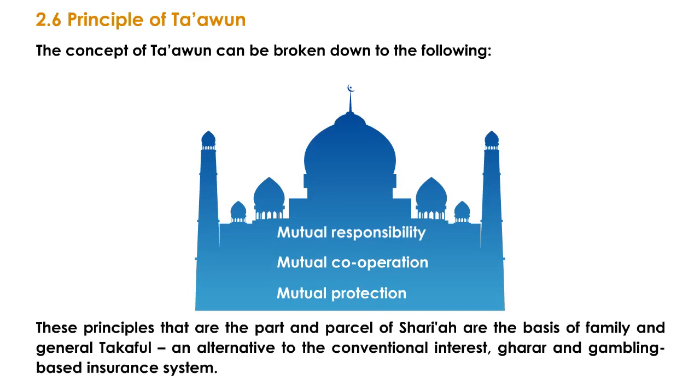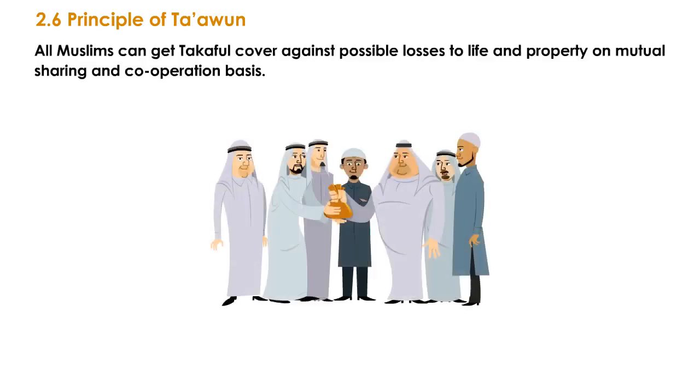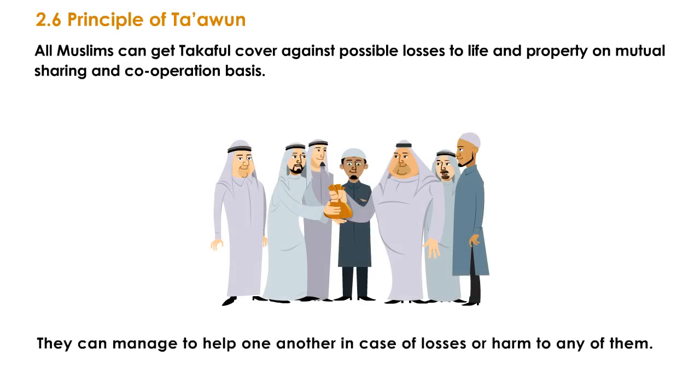These principles that are the part and parcel of Sharia are the basis of family and general takaful, an alternative to the conventional interest, gharar, gambling-based insurance system. All Muslims can get takaful cover against possible losses to life and property on mutual sharing and cooperation basis. They can manage to help one another in case of losses or harm to any of them.